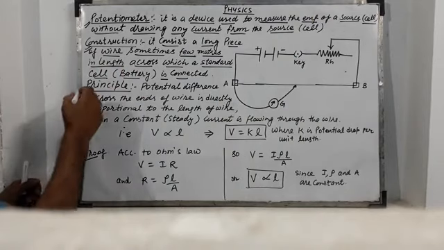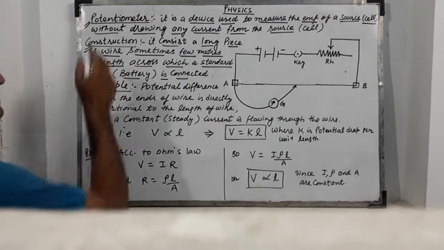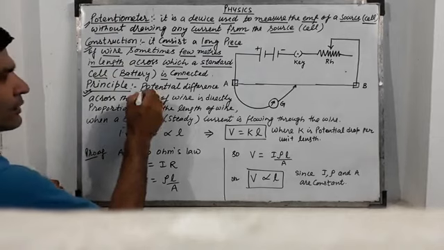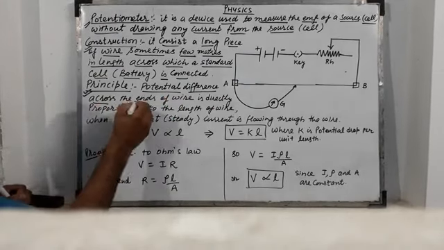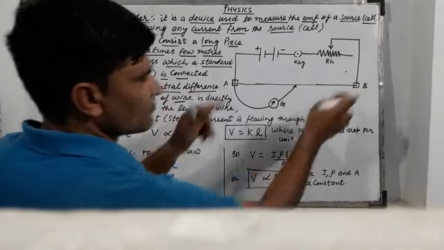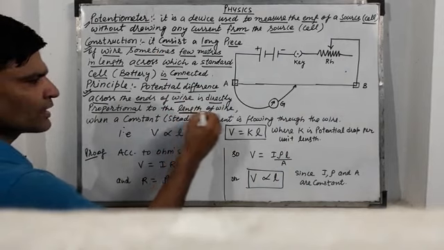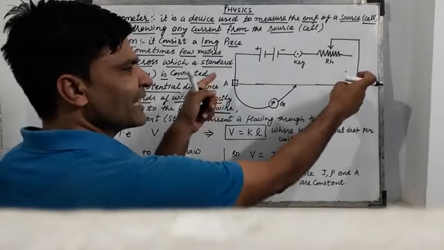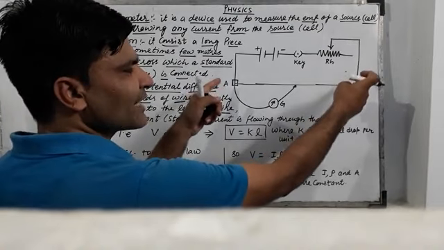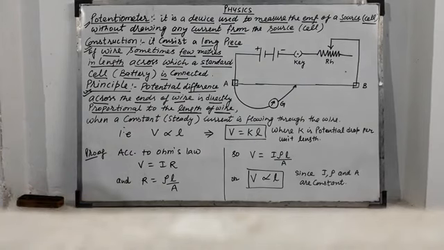The principle of potentiometer. What is the principle of potentiometer? The principle of potentiometer is that the potential difference across the ends of the wire is directly proportional to the length of the wire.